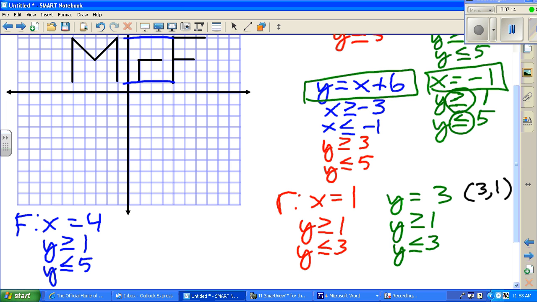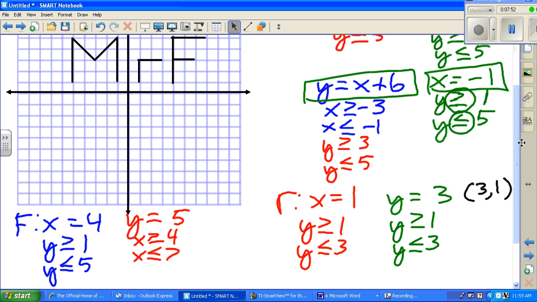Okay, now let's do my second one. Let's do this line here. Well, that's a horizontal line, so that's y equals. And it looks like it would cross at 5, so y equals 5. And let's take a look at where it starts and stops in the x-axis. Well, it looks like it's going to start at 4, so x has to be greater than or equal to 4. And it looks like it's going to stop out here at 7, so x has to be less than or equal to 7. Okay, not bad. There's my second equation.